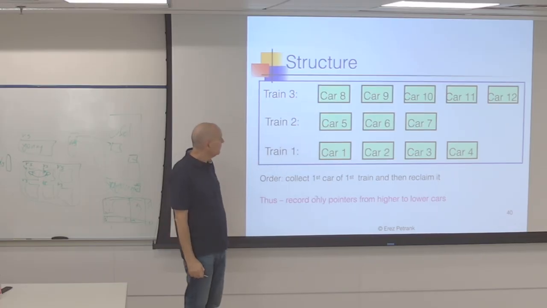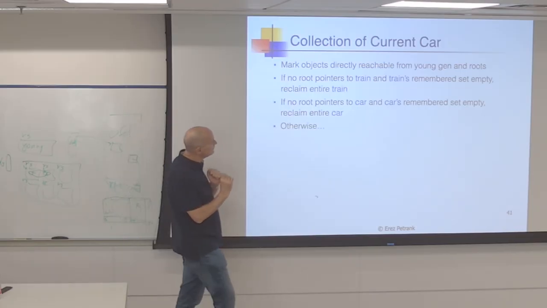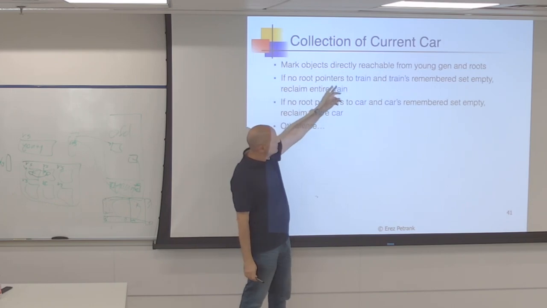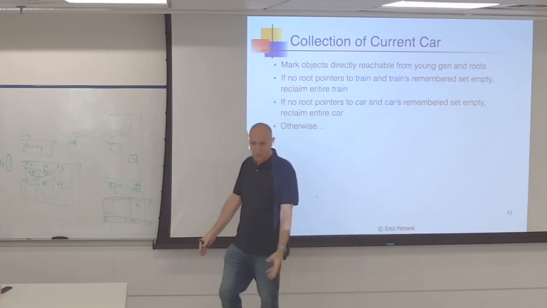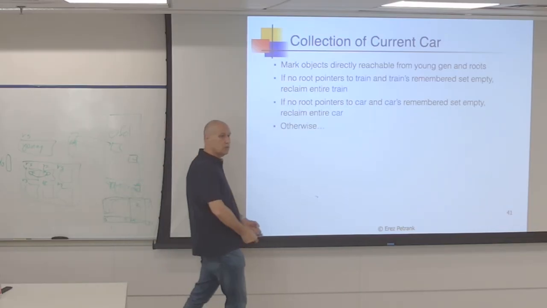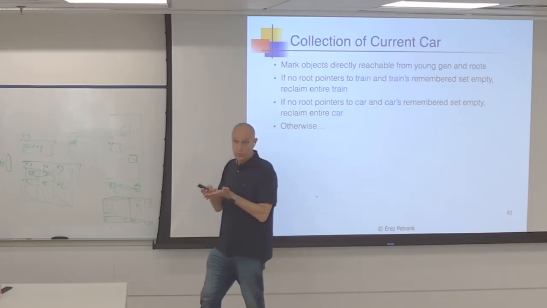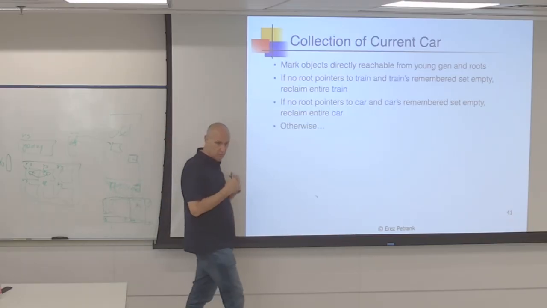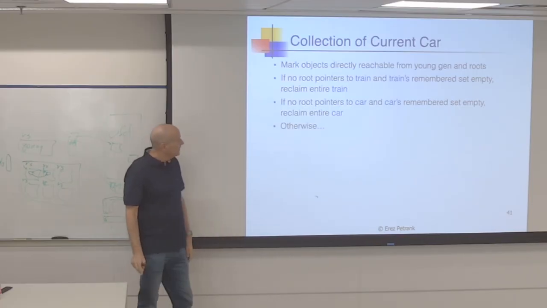Okay, so I only have to keep half of the pointers in the remembered sets, those that go from high to low. So when I want to collect a car, first of all, I do a young generational collection whenever I do a car collection. So I know all the pointers that point from the young generation, and of course from the roots because I go over the roots. I know everything that points to my car from the young generation and roots.